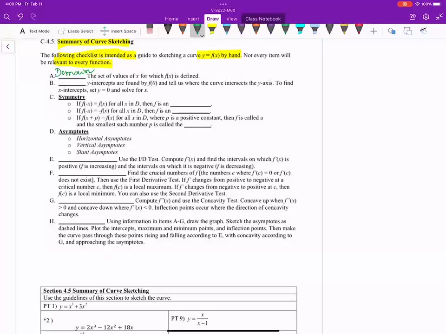Next, we want the intercepts, the x-intercept and the y-intercept. When you say x-intercept, you set y to 0. For the y-intercept, you set x to 0.